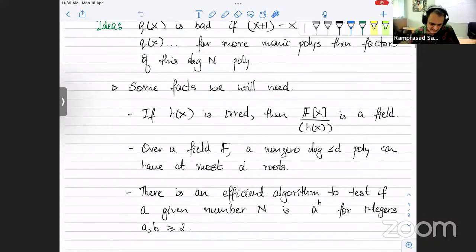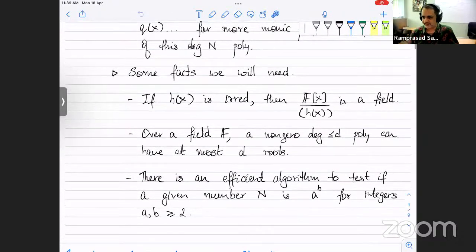And finally, this is something that we often ask in our interviews and stuff like that, which is that you're given a number n and you want to check if this number is of the form a power b for non-trivial a and b. And there is an efficient algorithm to do this. And I presume that this is something that you know. Okay, good. So these are the basic facts that we will need.